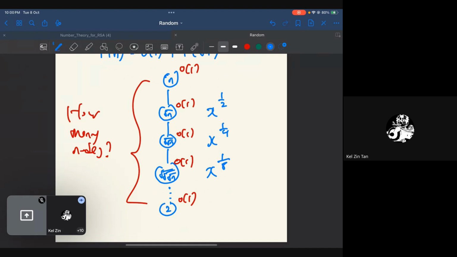So you're asking, what is k given this? Yeah, you're right. Sorry. So what is k? How many times do you need to perform this operation until you get that this is equal to 2?